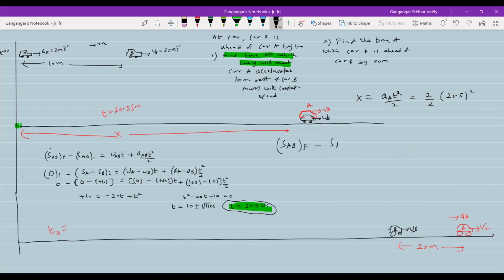S_AB final, S_AB initial, u_AB t, S_AB final. Car A should be ahead of car B. So here I'll split it up so that you can feel very convenient. If you are getting confused, take help of basic mathematics here. You have to substitute everything with sign.